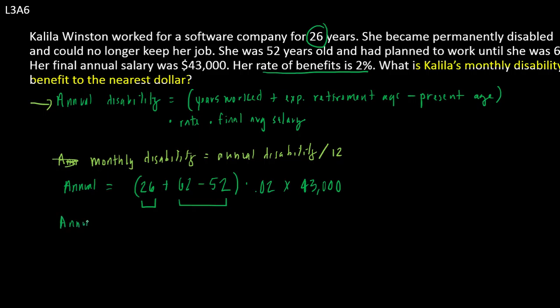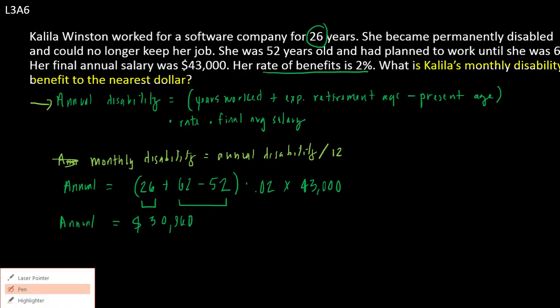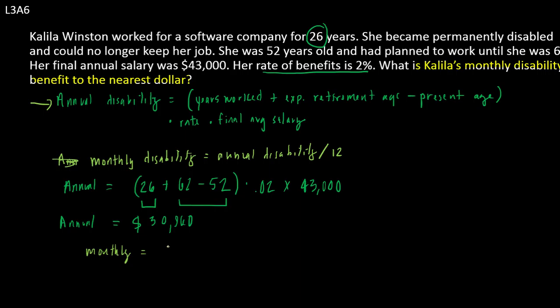So if we simplify, that gives us an annual disability benefit of $30,960. Now this is annual and I want monthly. So to get my monthly disability amount, I take $30,960 and divide by 12, which gives a monthly disability benefit of $2,580.